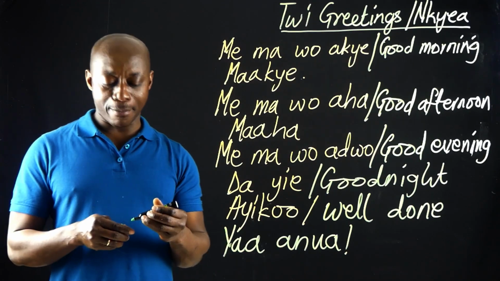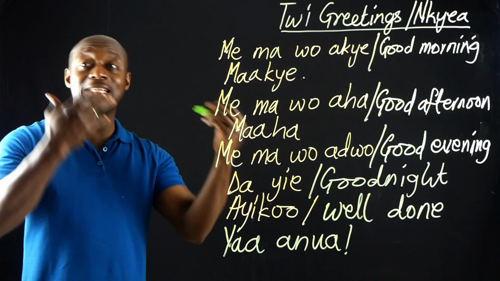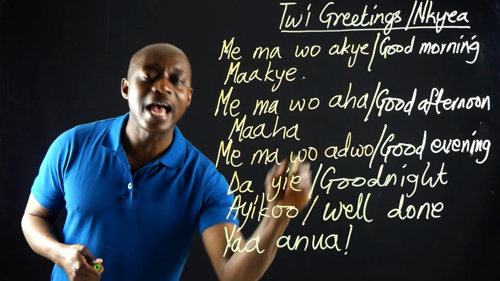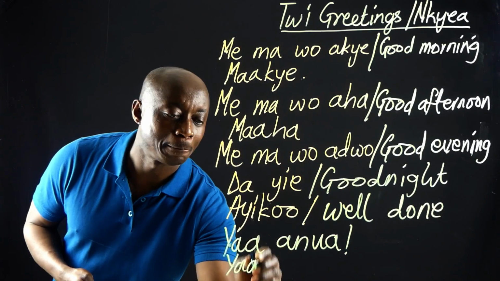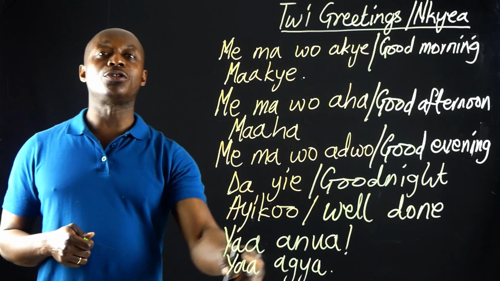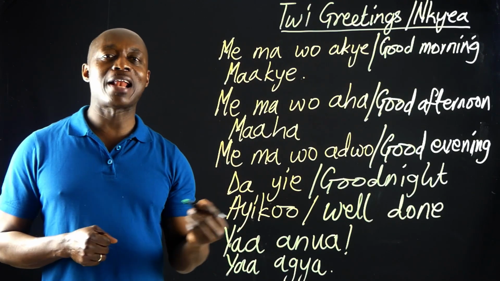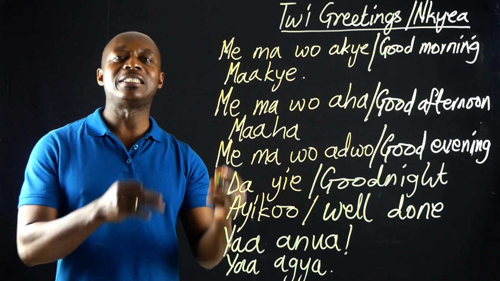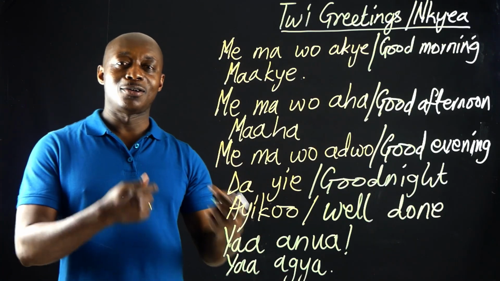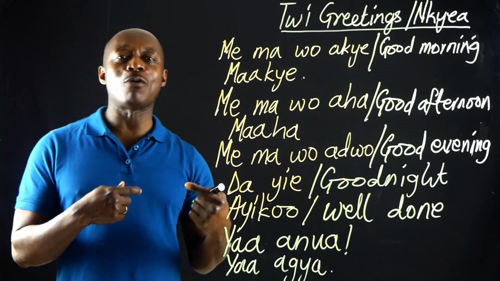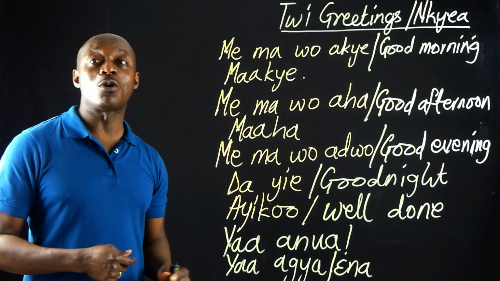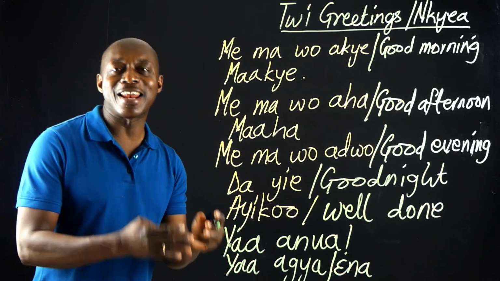If the person is a man of my father's age, then I will respond, ya agya. Agya means what? Father. So I'll respond, ya agya. If she's a woman of my mother's age, then I will say, ya ena. Ena means what? Mother. So ya ena.